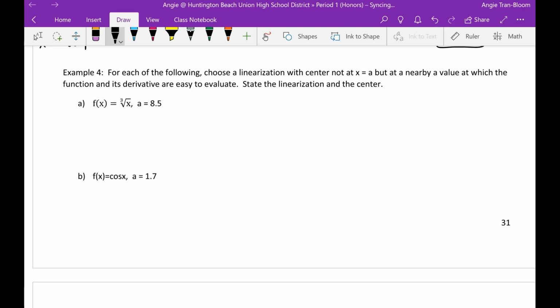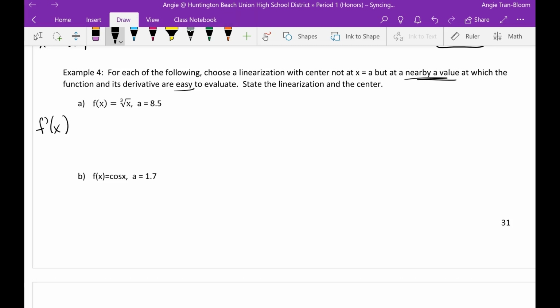So, as you can see, this is giving you f of x equals third root of x, and an a value that they pick is 8.5. There's no way that I can do a third root of 8.5 in my head right now and get a good answer. So it says here, pick a nearby value that is easy to calculate. So my nearby value, class, is going to be 8, because I can do the third root of 8. But first, it says I need to also do the derivative as well. So let's find the derivative first.